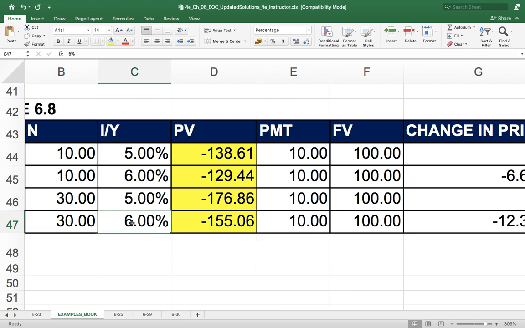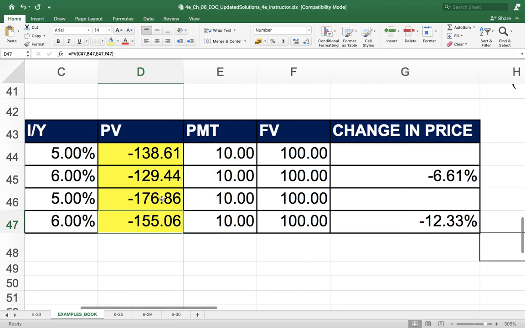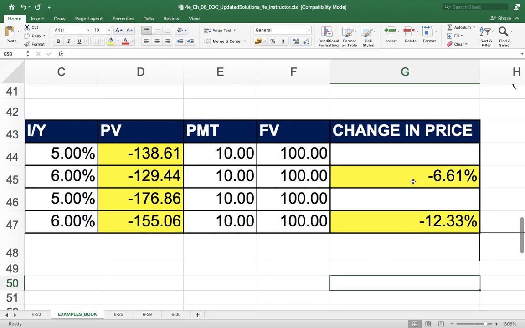Once YTM increases, price decreases. So the price from 176 decreased to 155. We compare how much percentage decrease: 176 to 155, the percentage decrease is 12.33. Here the percentage decrease is 6.61. Therefore, the percentage change for the lower term bond is 6.61.